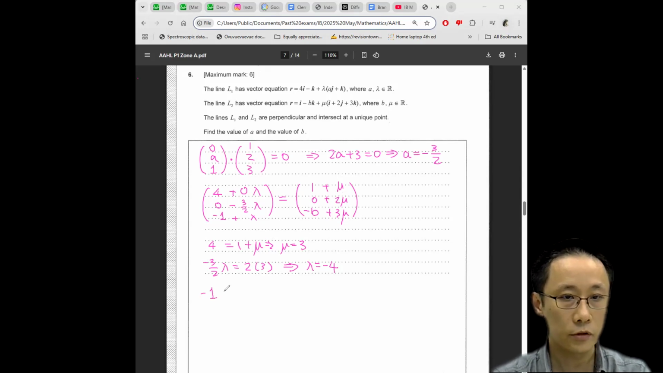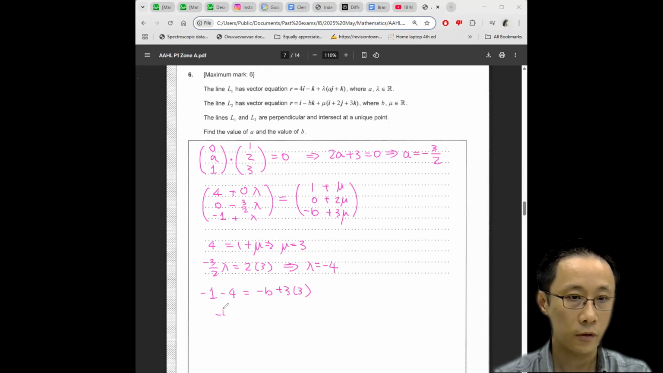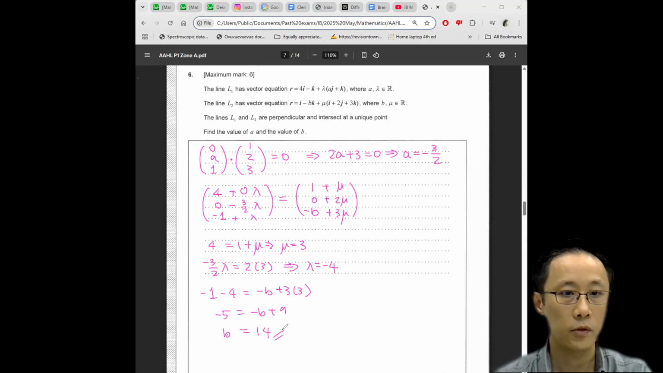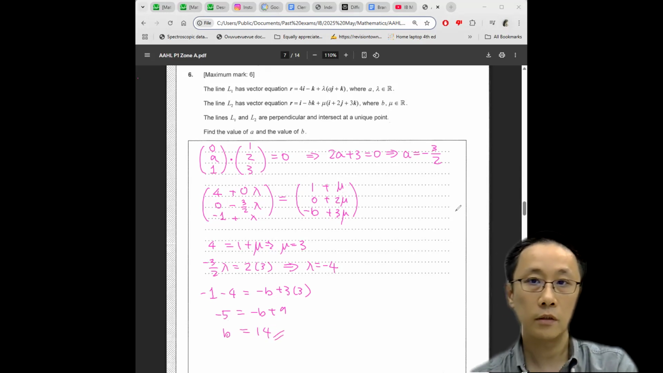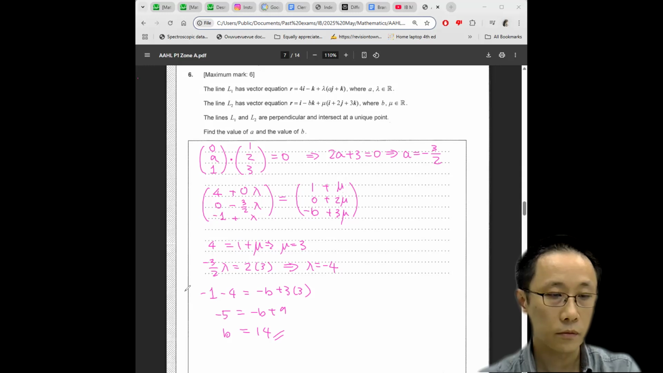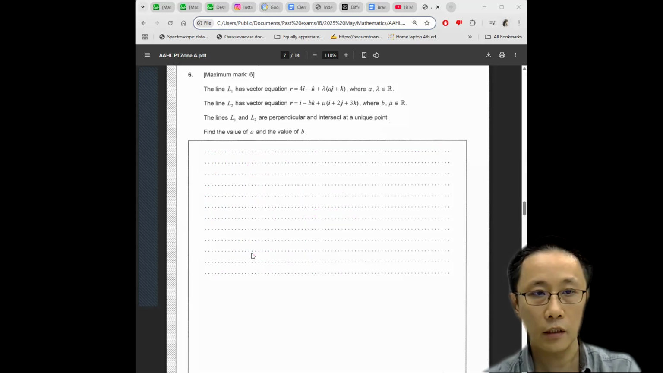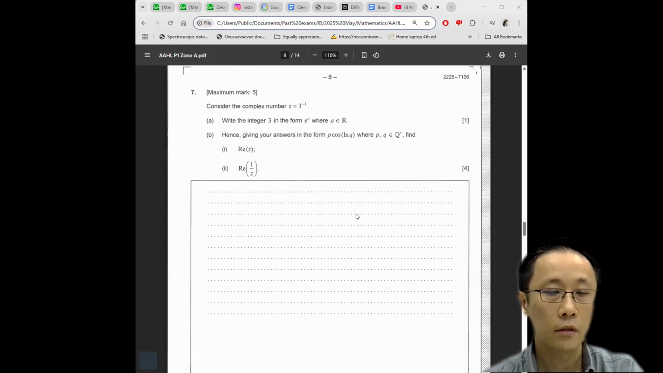And finally, we can use these two values of lambda and mu to deduce the value of b, which is 14. So relatively uneventful question 6.